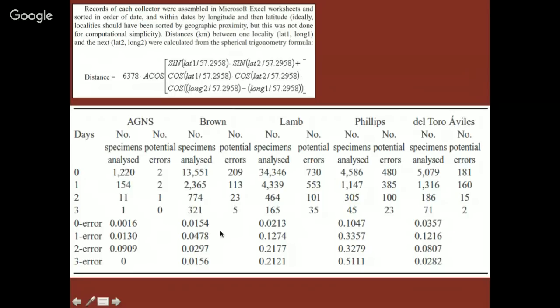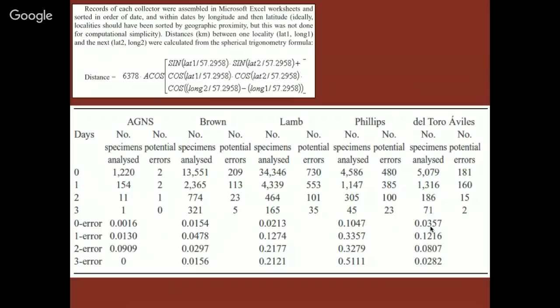1.5% for Wilmot Brown, 2.1% for Chester Lamb, 10% for Alan Phillips, and 3.6% for Del Toro Aviles. In the case of these four collectors, Adolfo and I know quite a bit about these collectors and where these errors probably come from. For Brown and Lamb, they appear to be, shall we say, random errors that had to do with maybe a little bit of carelessness, but managing large numbers of records.